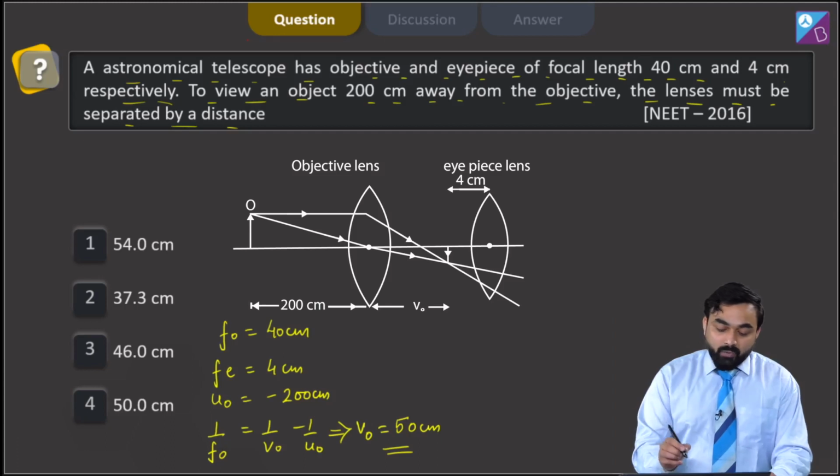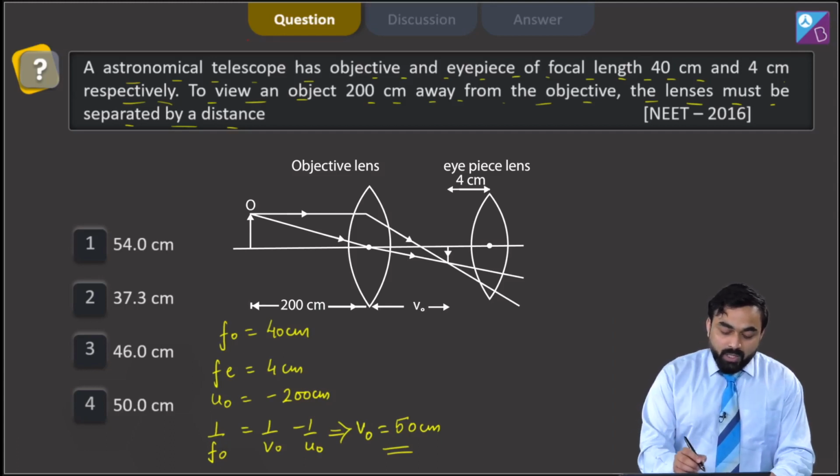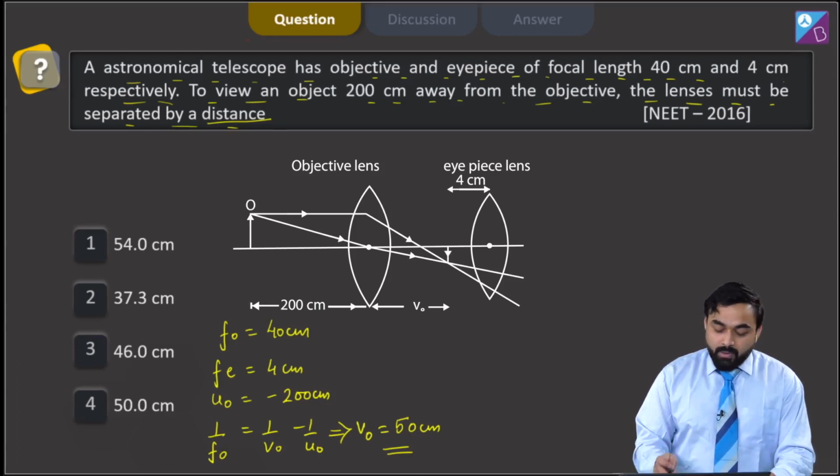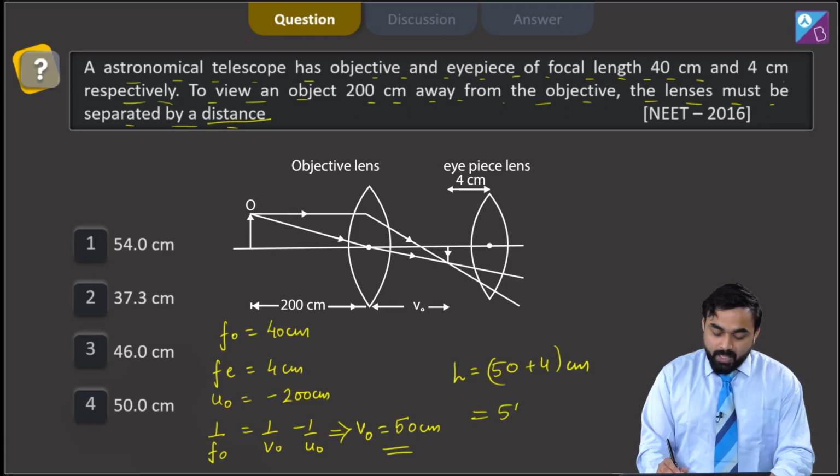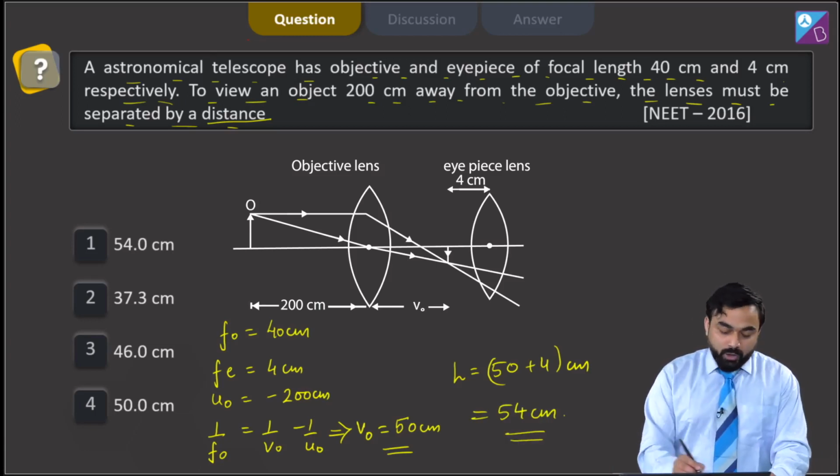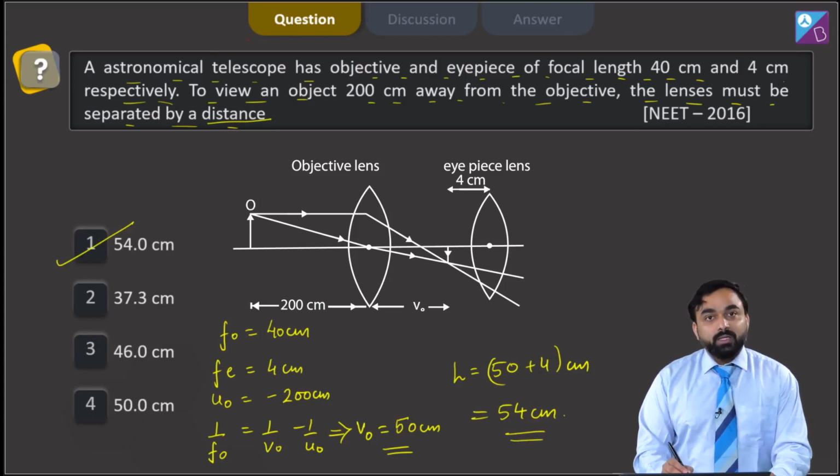And in the question, we need to give the distance by which these two lenses are separated. From this particular diagram, we can clearly see that the distance between these two lenses under normal adjustment L is equal to 50 plus 4 centimeter, that is 54 centimeter. So according to our calculation, option number 1 seems to be the correct answer.